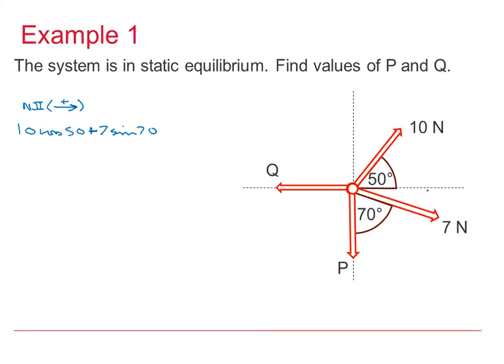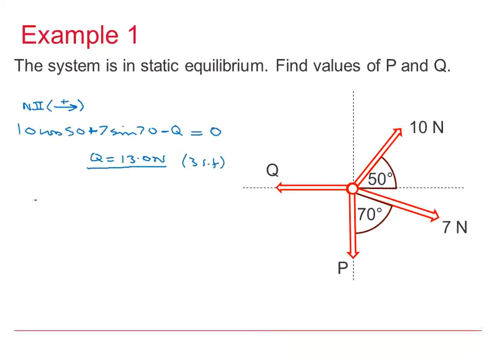P is perpendicular to the horizontal direction, so no horizontal component. Q is acting to the left, so that is a negative Q, and because we have static equilibrium, that total horizontal force must be 0. And if we rearrange for Q, we get Q is 13.0 newtons to 3 significant figures.